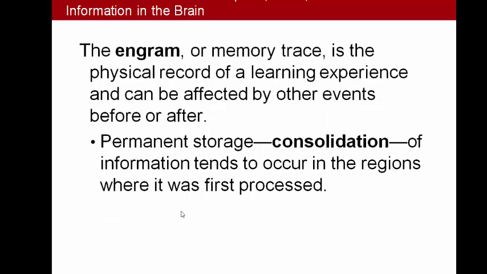Alright, now we encode information, we get it into our memory, and then it needs to be consolidated, it needs to be stored. This slide talks about an engram or a memory trace. This is just referring to a physical change that happens after you've had some type of learning experience. And we're going to talk a little bit more about this in the upcoming slides, so hang on for that. But the question is, where do we have permanent storage? Where do we consolidate this information?